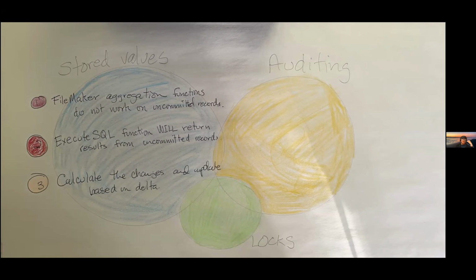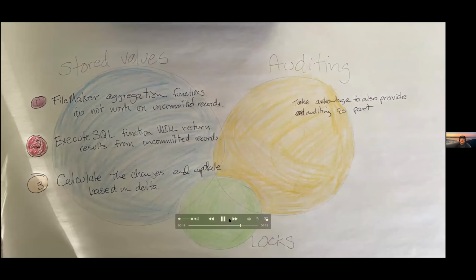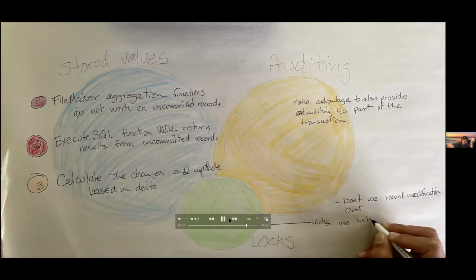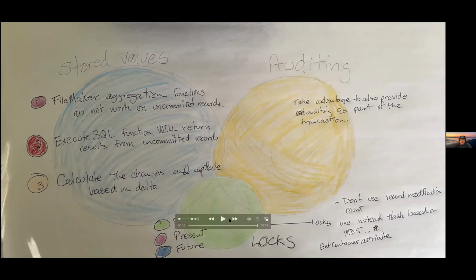When it comes to auditing, you can take advantage of the fact that you have a transaction, so you can put the audits in. And again, a reminder: don't use the record modification count. Instead, use Get Container Attribute and generate your MD5 hashes that way.